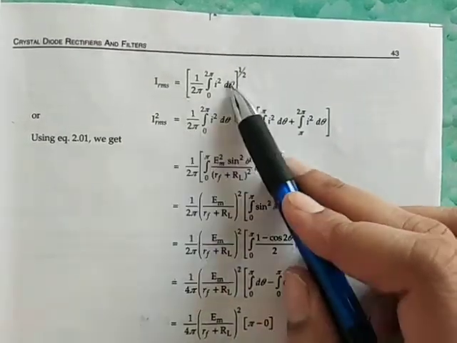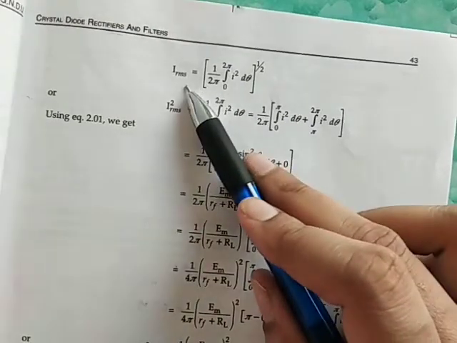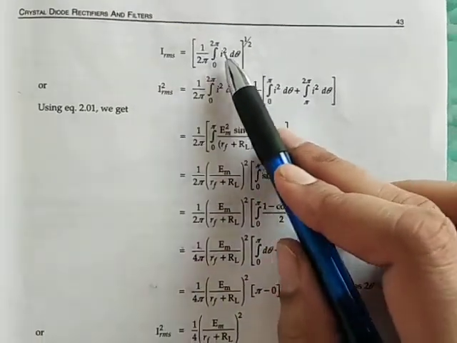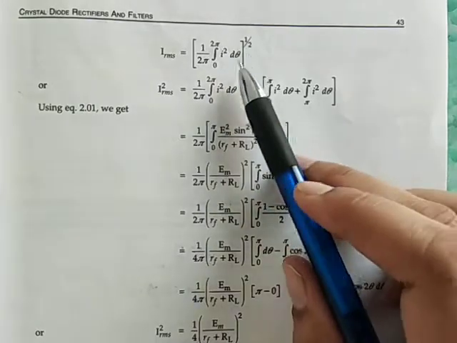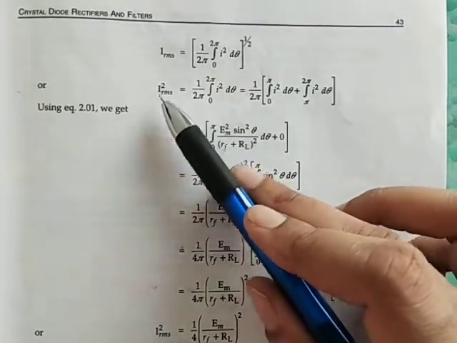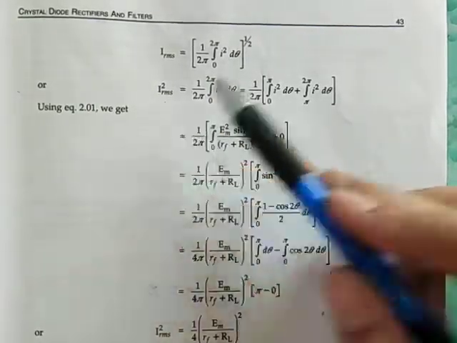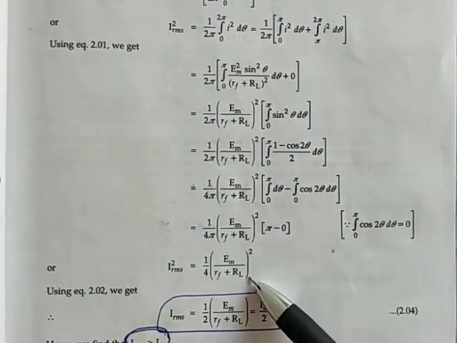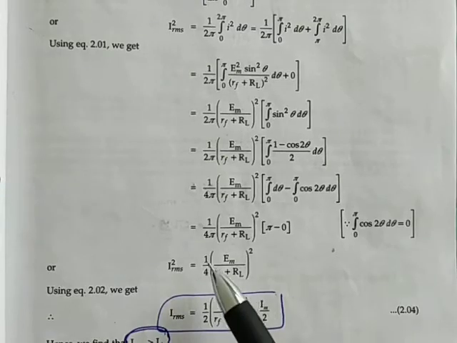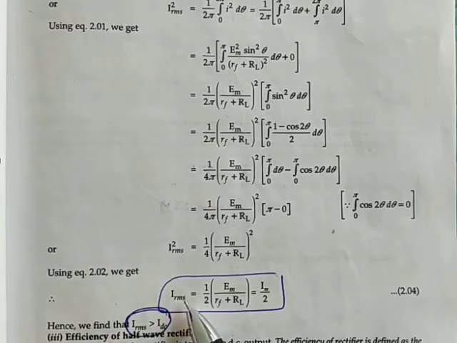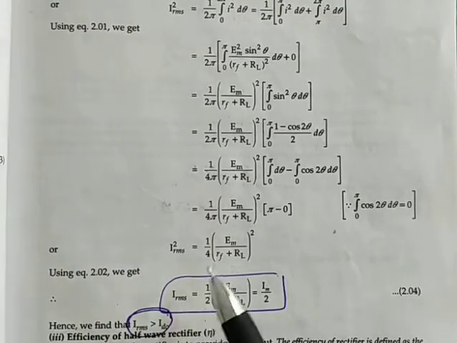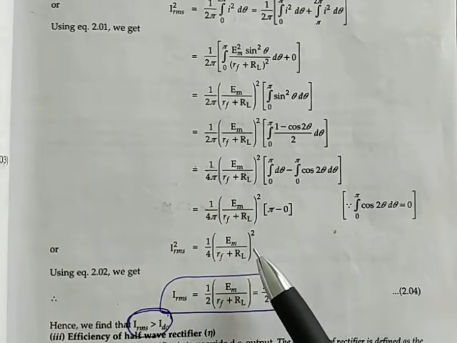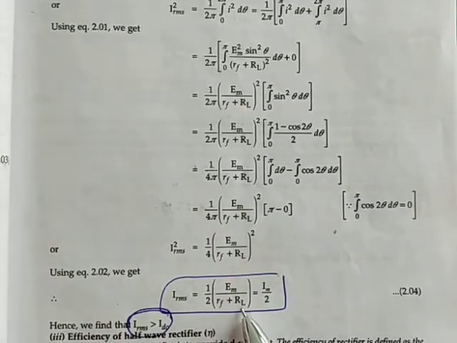So here we have basically taken square on both sides. So this is RMS square. So this is what we have. We are calculating the square value. So this is what we have here, and when we are finding the IRMS finally, we will take the square root of this to have this value.